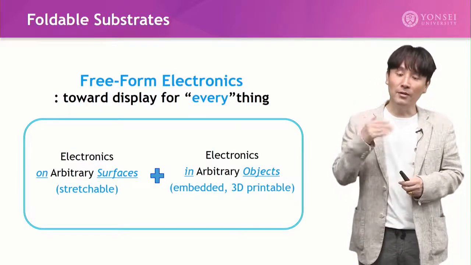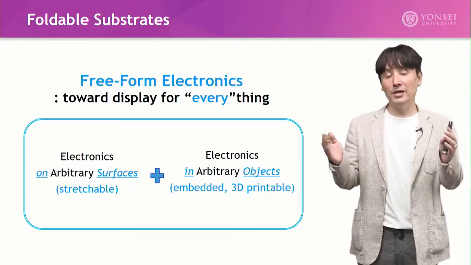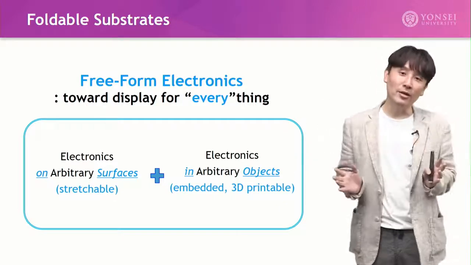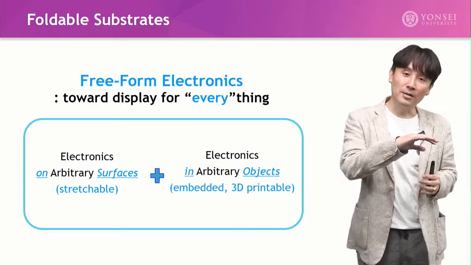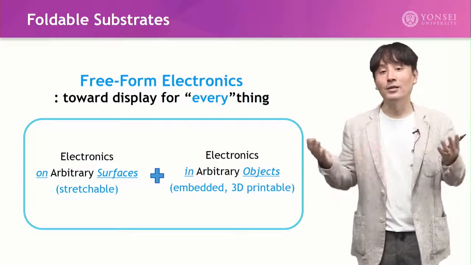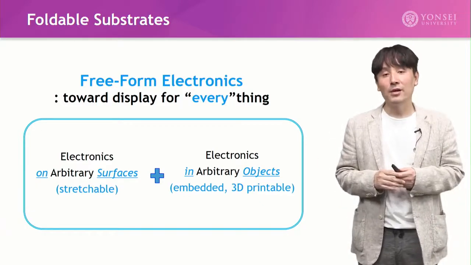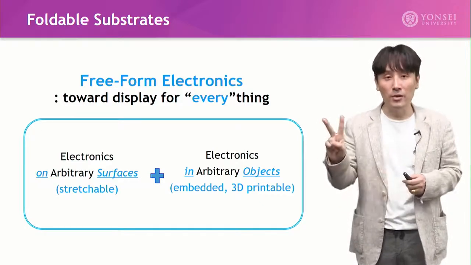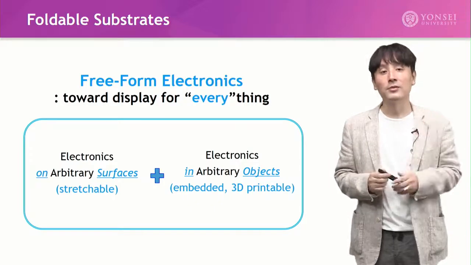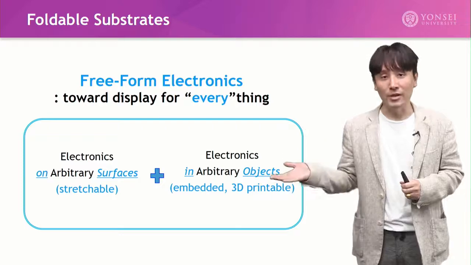So by deforming the structure of the devices, electronic devices can be integrated everywhere. For example, car bodies or buildings or even inside our bodies as well. That kind of freeform electronics can be categorized into two different groups. The first group is stretchable electronics and the second group is printed electronics.